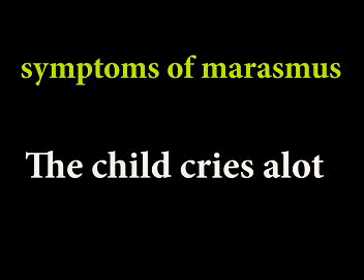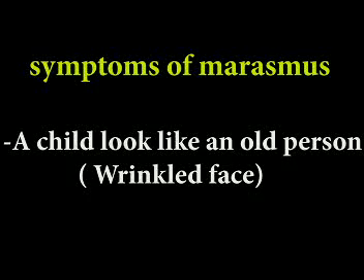One, you'll know that a child has marasmus when you see that child crying a lot. Why is the child crying? The child is crying because he or she is feeling angry. He or she has not received enough food. Number two, the child looks like an old person. The face is wrinkled, with wrinkles like those of an old person.